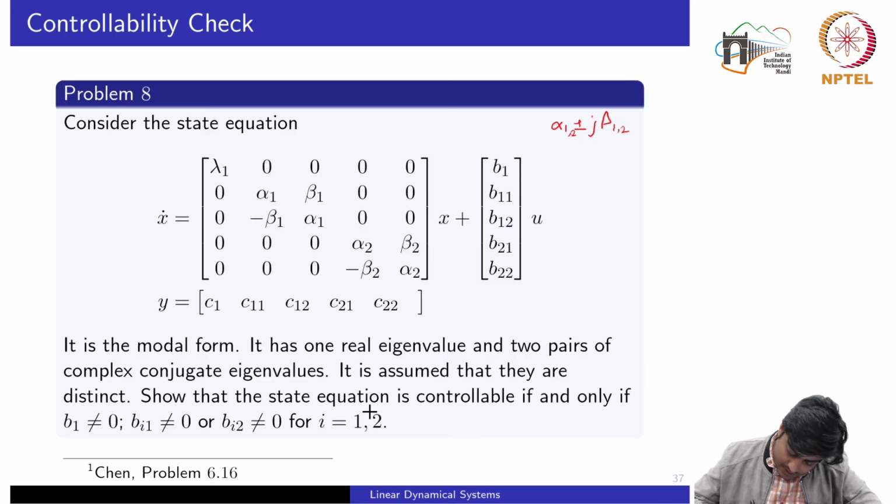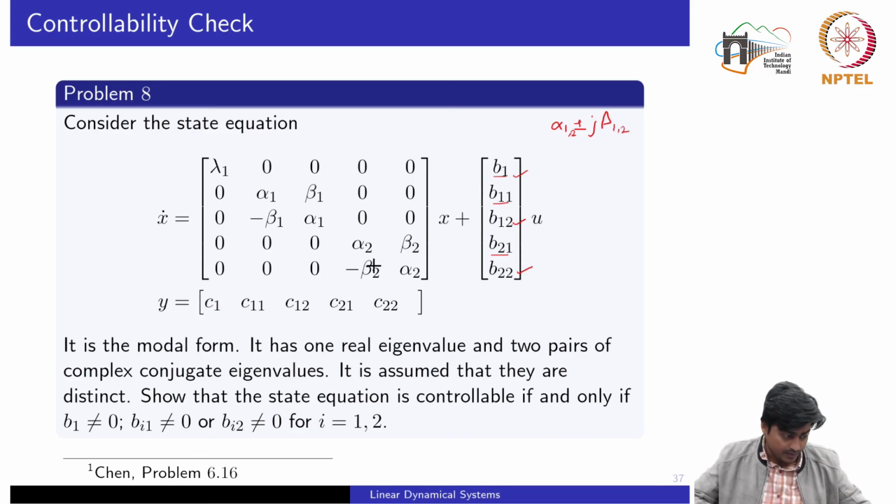So here we need to show that the state equation is controllable if and only if B1, B11 and B21 are non-zero, or B1, B12 and B22 are non-zero. Okay, so directly by checking the condition of the B matrix, we can comment on the controllability of an LTI system once the A matrix is given in the modal form. We'll see the proof of this, but this is also one good result.